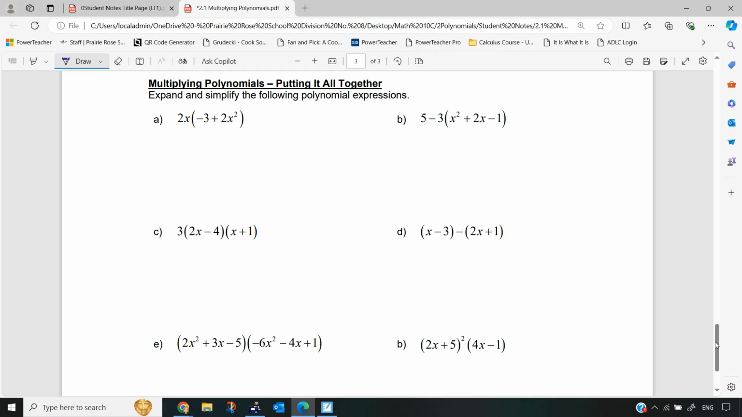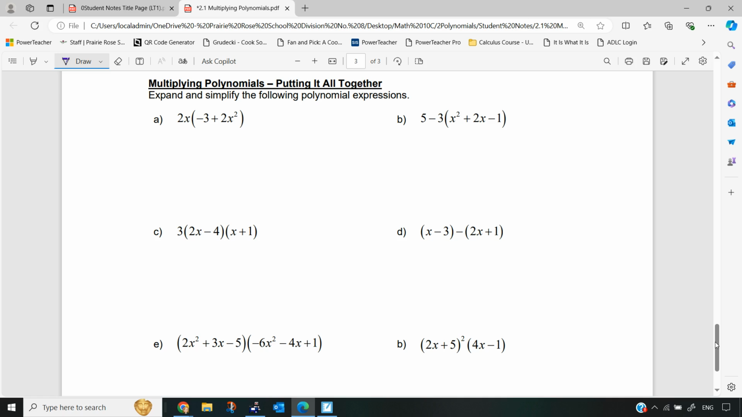Now for this last set of examples, I've thrown a variety of different expressions at you. Some are going to involve a little bit more work than others. All of them are going to involve following order of operations, so brackets, exponents, and so on. You may want to pause the video, try these on your own, and then come back and check your work, or follow through as I talk through them.